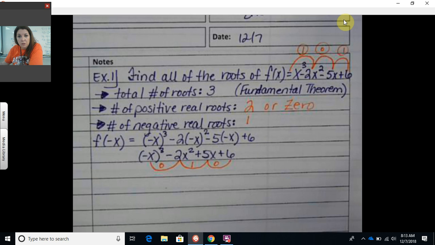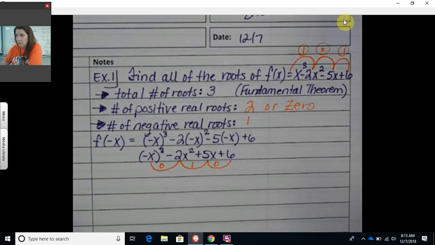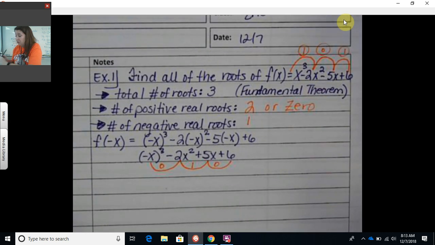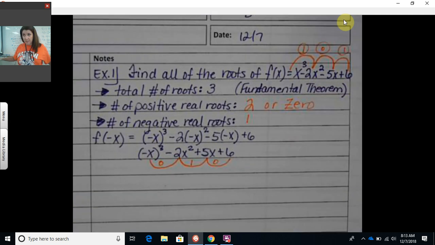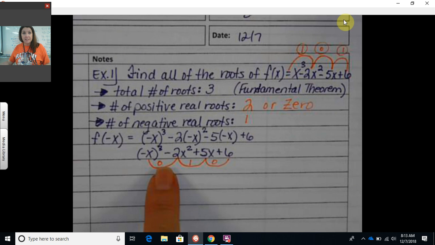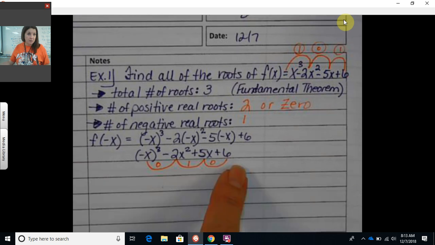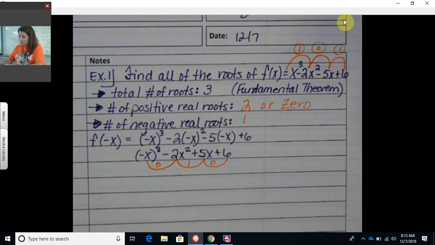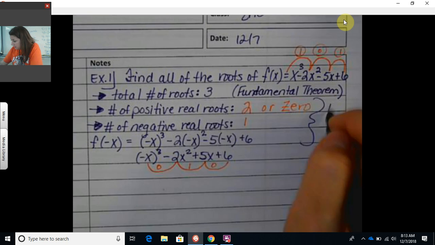I can't have a negative number of negative roots. So it's 1. If I do not have one real root, that's it, no more, no less, then something's wrong. Either I messed this up when I counted or when I substituted my negative, or something was wrong with my math when I found my roots, okay? So this came from Descartes' rule of signs.